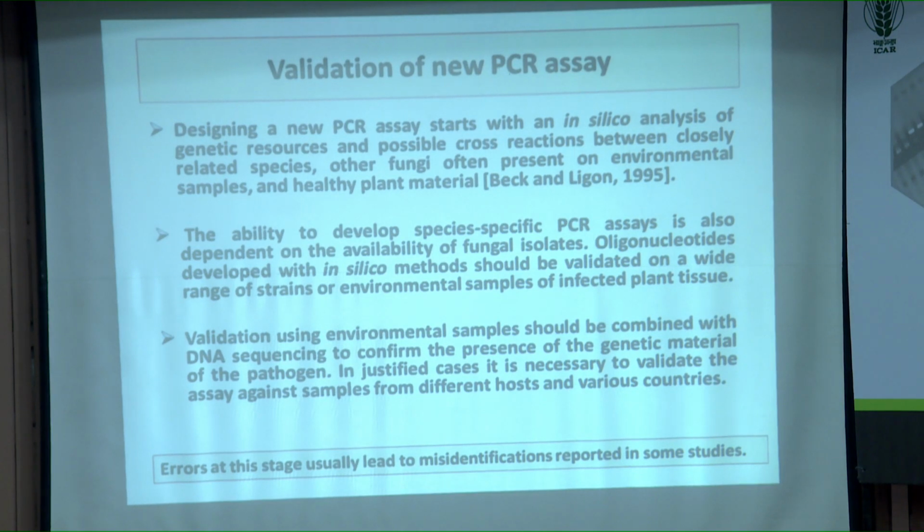The third step is validation of the PCR assay. Suppose you have designed primers based on some specific region. Now you get it amplified in your particular pathogen, you have checked specificity and sensitivity, then you have to validate in plants, in soils, in seeds, in different parts of the plant, and in different environmental conditions. So, this you have to follow.